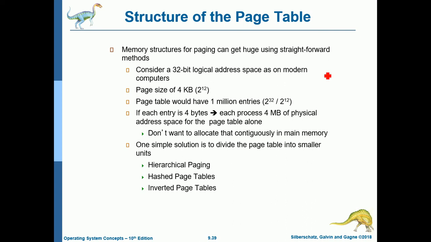So we have 2 raised to 32 for the page number and 2 raised to 12 for the page offset. If each entry is 4 bytes, each process needs 4 megabytes of physical address space for the page table alone. We don't want to allocate that contiguously in main memory because main memory will not be enough for other processes. One simple solution is to divide the page table into smaller units. We can divide it using hierarchical paging, hashed page tables, and inverted page tables.